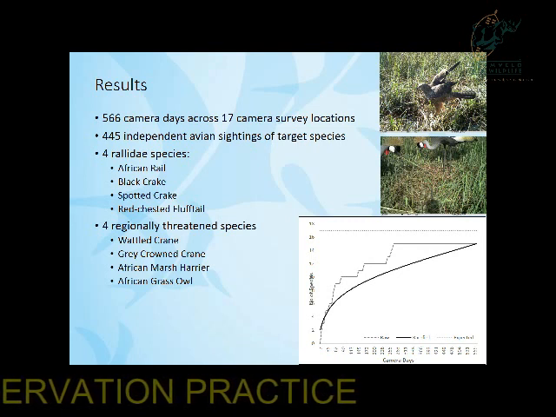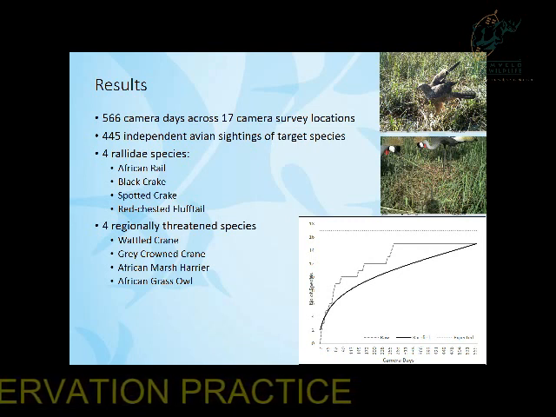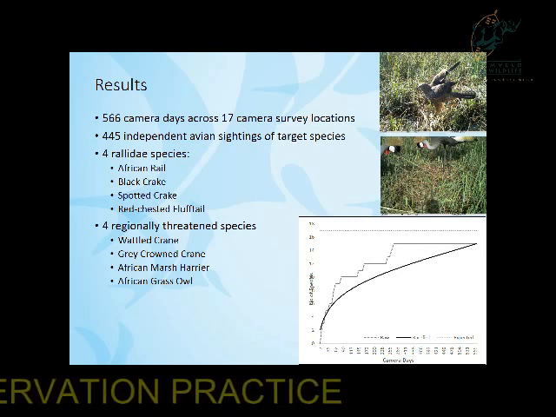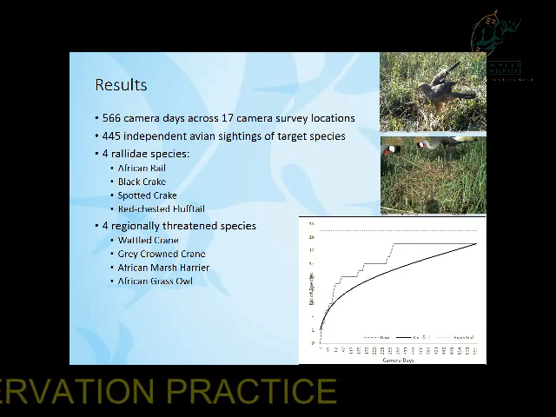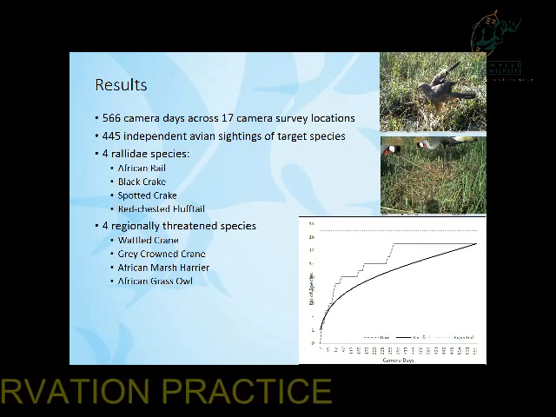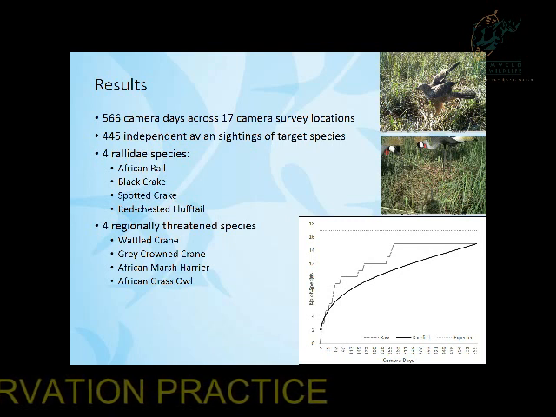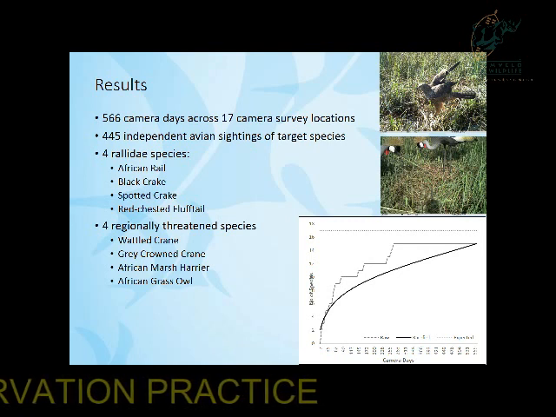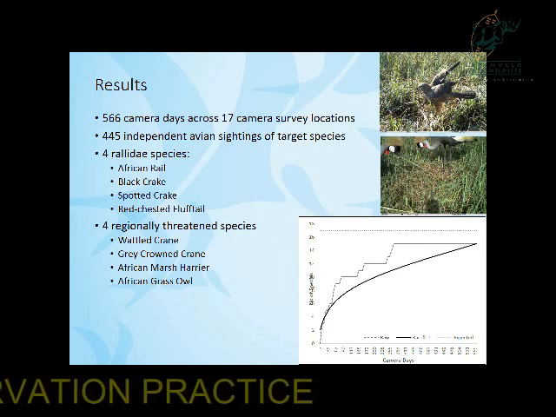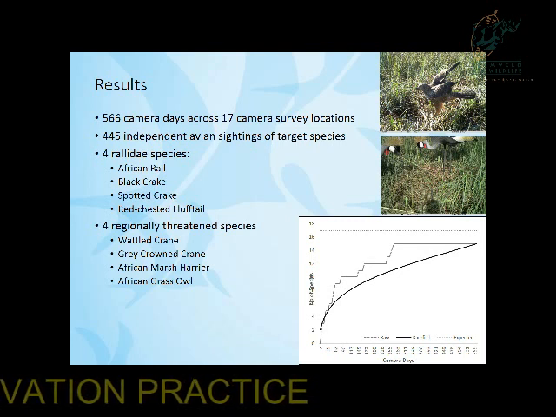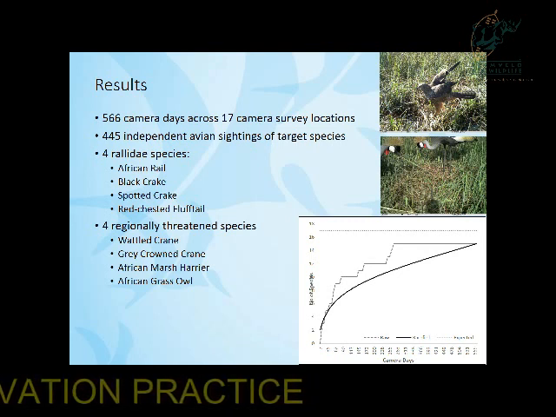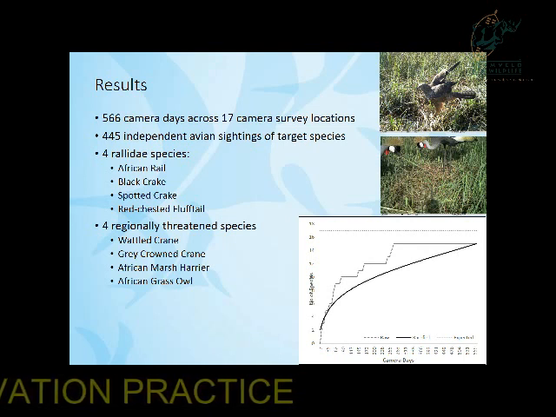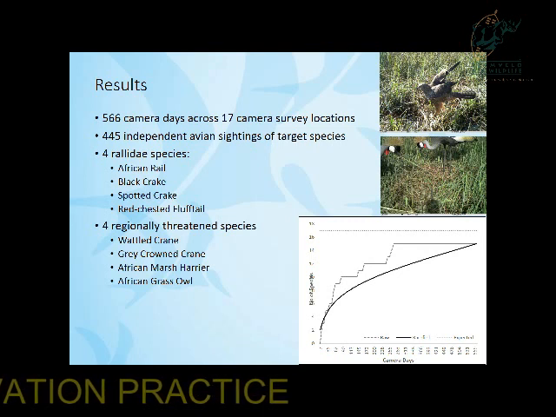Of those 4 Rallidae species, most important here is red-chested flufftail. It's the most sympatric species within southern Africa to white-winged flufftail. And then 4 non-Rallidae species, which are also of particular interest because all of them carry regional threatened statuses. For instance, wattled crane, critically endangered, grey-crowned crane, endangered, African marsh harrier, endangered, and African grass owl, vulnerable. Important to note, currently African grass owl, along many sites in South Africa, are surveyed through rope dragging. Here we present another non-invasive technique that probably could be more applicable to the species.